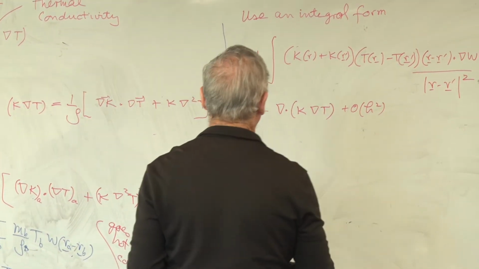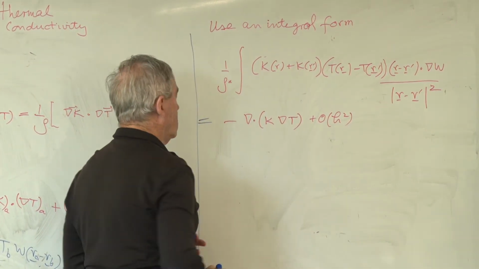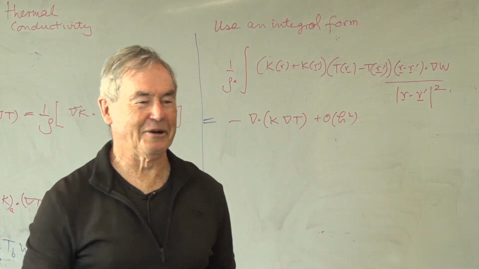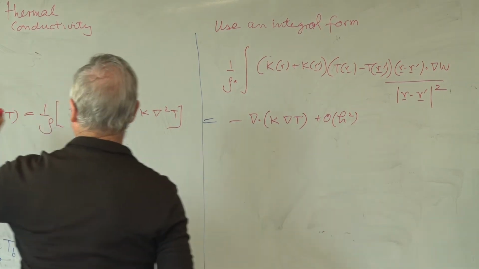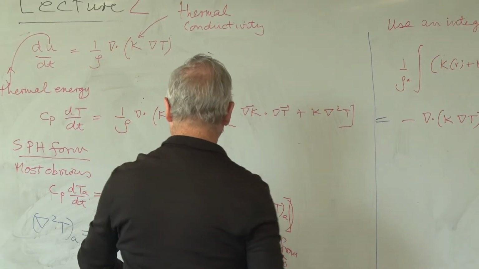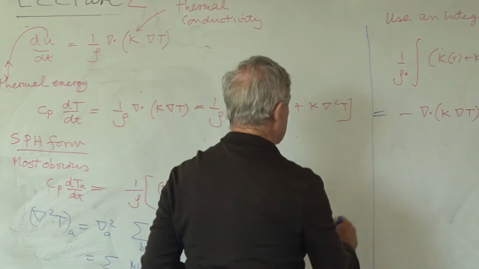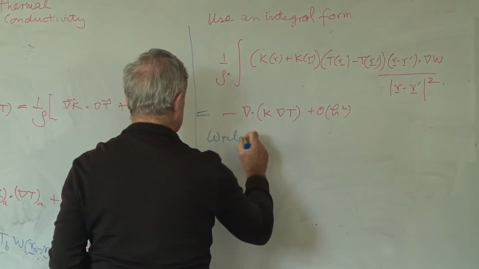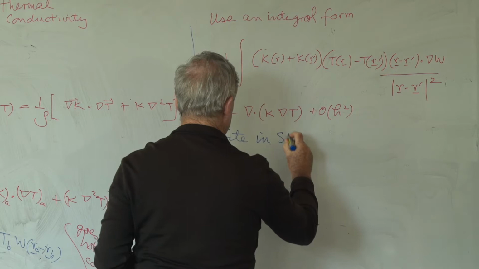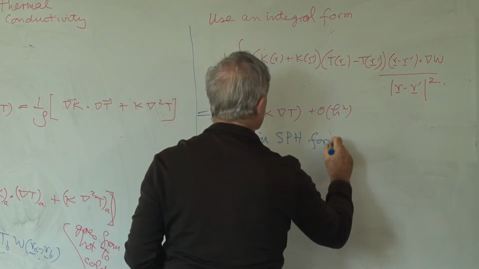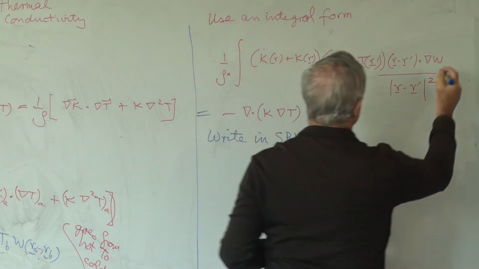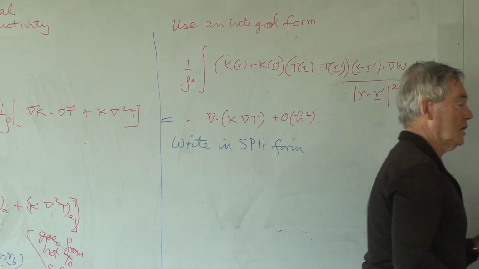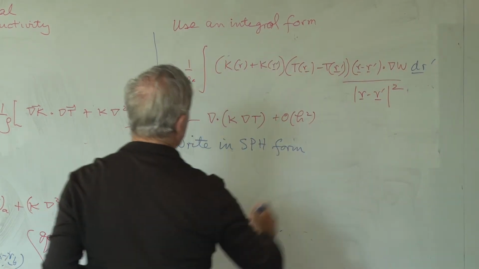I'm not going to work it out for you, but if you want to work it out, do it in one dimension first of all. Then do it in 2 dimensions just to confirm that everything is all right. So instead of having this stuff like this on the right-hand side, I'll now have this, but I'll write it in SPH form, dr dash. Can everybody see that? Yes, possibly. That's the volume element.